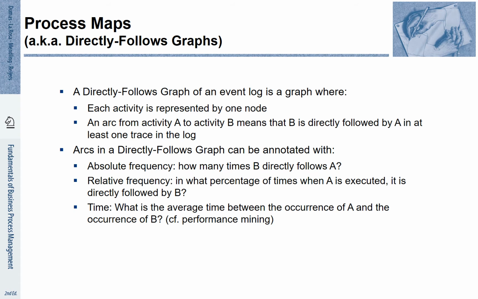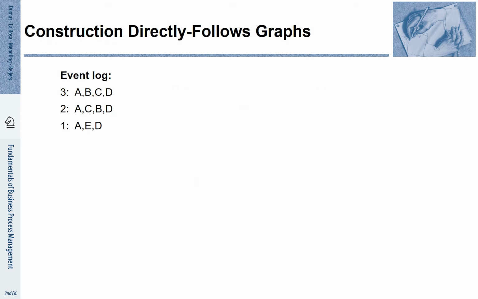The arcs in the directly follows graph can be annotated with different pieces of information. We can show how often we have passed from A to B, either absolutely or relatively. And we can also show how much time has elapsed on average. How can we construct such directly follows graphs? Here is a simple example.